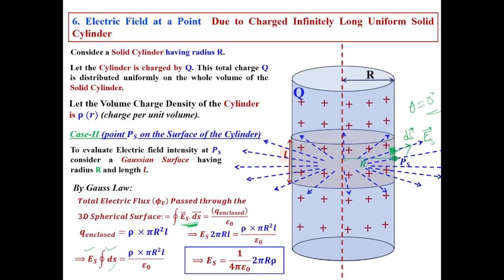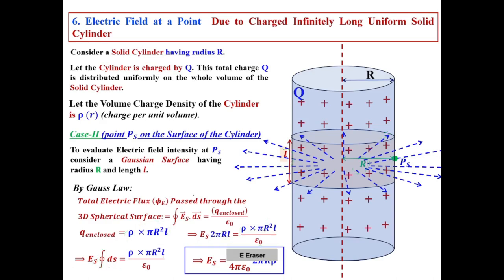So here this surface integration of DS represents the total surface area enclosed by this Gaussian surface. For this Gaussian surface, the radius is R and the thickness or height is L. So the surface area of this cylindrical Gaussian surface is how much? 2 pi RL. So ES into this value, which is the total surface area of this Gaussian surface, 2 pi capital R into L, equal to this much charge by epsilon 0. So rho into pi capital R square L by epsilon 0.